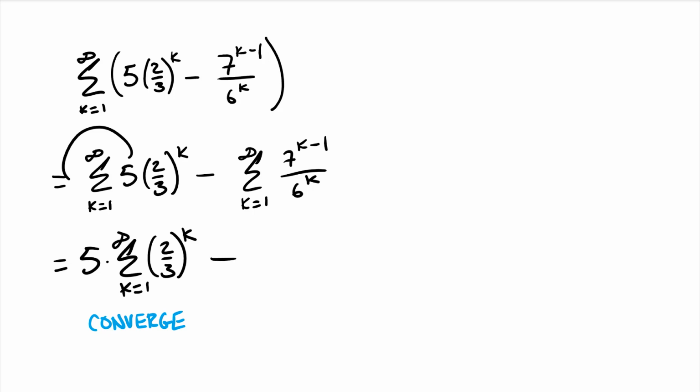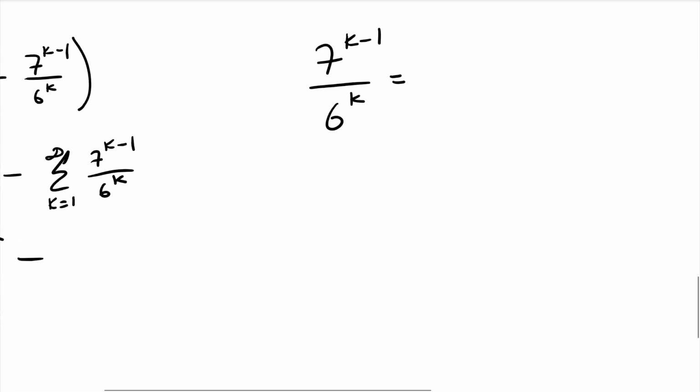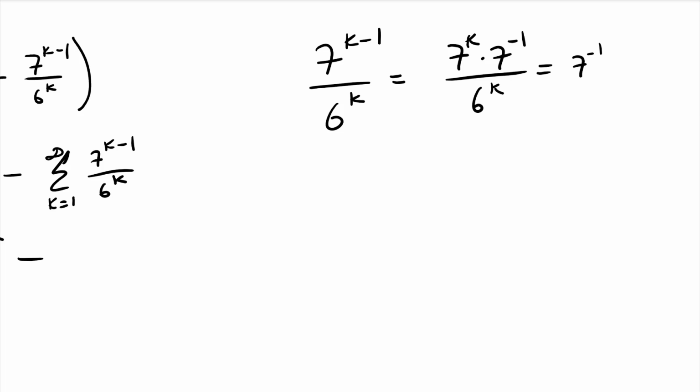Now let's manipulate this one a little bit. I don't like this 7 to the k minus 1 over 6 to the k. That bothers me. Did you know that this 7 to the k minus 1 is 7 to the k times 7 to the negative first, all over 6 to the k? So this is actually 7 to the negative first power times 7 to the k over 6 to the k. Wait a second. This is 1/7 times 7 over 6 to the k. So let's rewrite that.